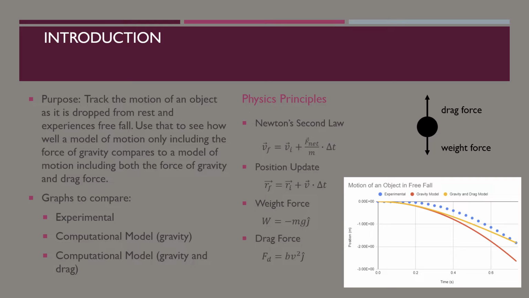The physics principles we need to understand for this lab are Newton's second law, which says that the final velocity equals initial velocity plus F net over m times delta t, the position update formula, which says that the final position equals the initial position plus velocity times time, weight force equals negative mg in the y direction, and then drag force equals b times v squared in the y direction, where b is a drag coefficient. And then I also have here a free body diagram just showing the forces we have going on.